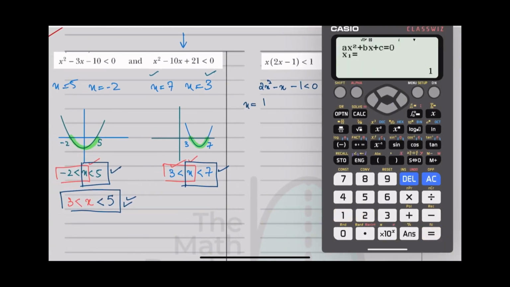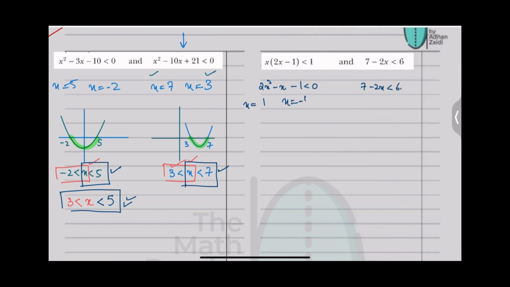So x is equal to 1 and x is equal to minus 1 over 2. So the region is less than 0. So I'll write this inequality: negative half is less than x is less than 1.